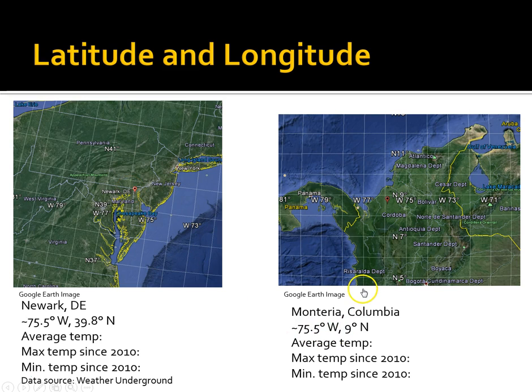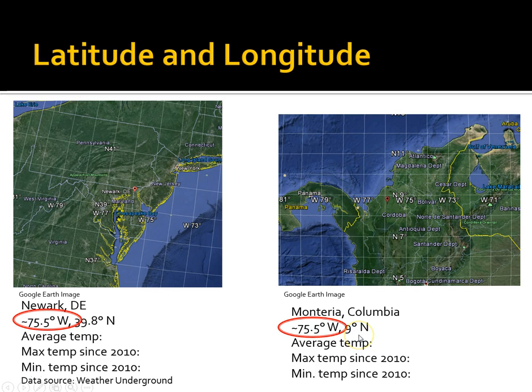Okay, now this is a map of Colombia. Here you can see Panama, right? So you have the Pacific Ocean here and the Atlantic Ocean up here. Okay, now this is at 75 and a half degrees west. Notice it's the same, right? So we're at the same line of longitude, but the latitude line is very different.